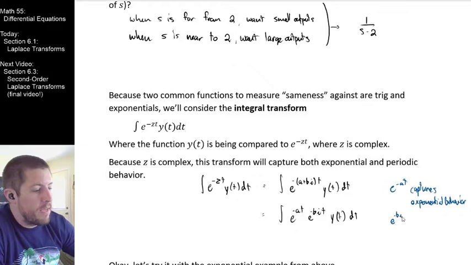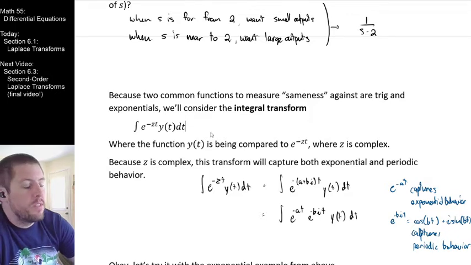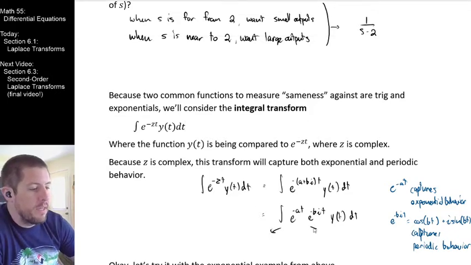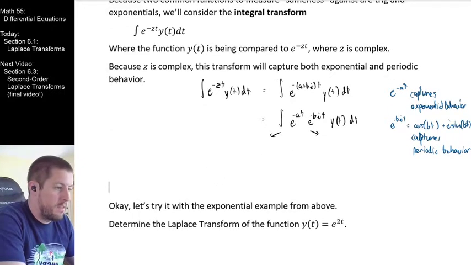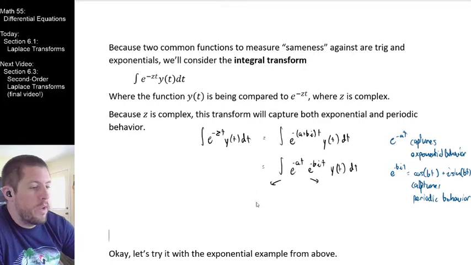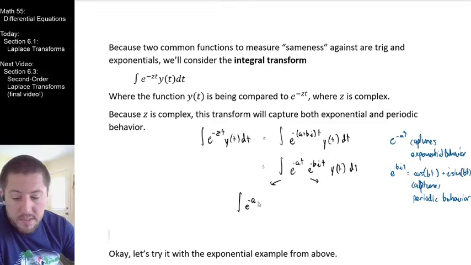And the e to the negative bit, which is going to be equal to cosine of bt plus i sine bt, captures periodic behavior. So typically, we consider the two settings associated with this transform separately. So there are then two different transforms associated with this.